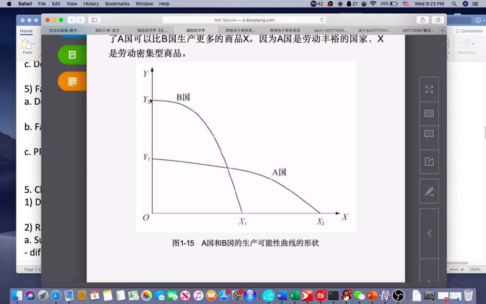It can show the PPF, those 2 curves. The border intercepts the x-axis and the y-axis. That denotes that only one factor is used in the production of output, either X or Y. The intercept is determined by the factor endowment.